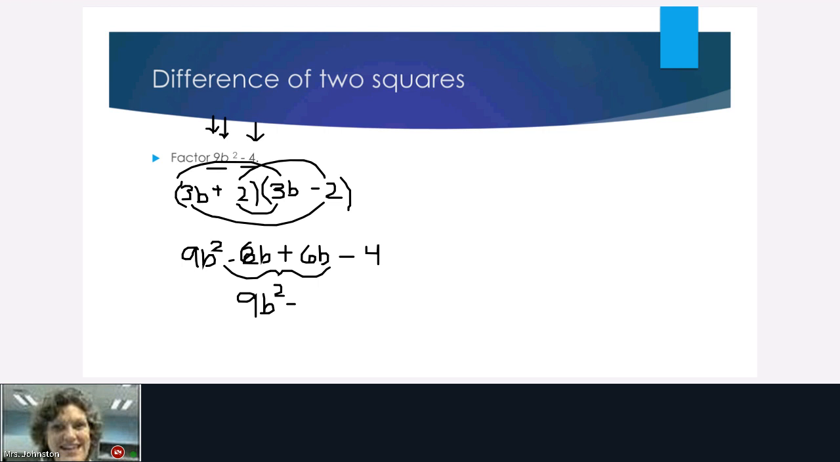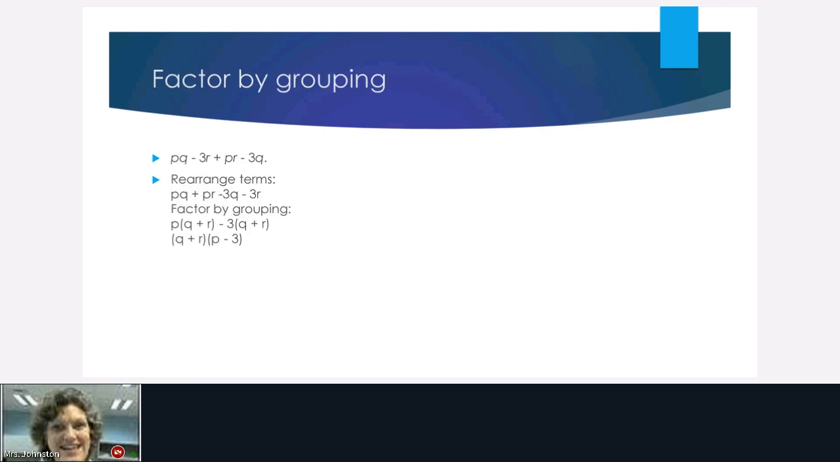Because of this, you know that you can factor this into 2 identical binomials, except for the fact that one will have a plus sign and one will have a minus sign. There's another method for factoring that's called factoring by grouping. This is most often used when you have 4 terms or a 4-term trinomial or 4-term polynomial. What you have to do is, and again, there's a little bit of guess and check, but you can rearrange the terms so that you know that each set will have a common factor.